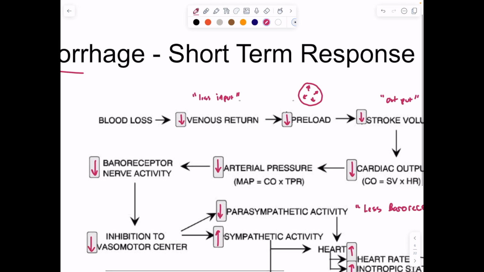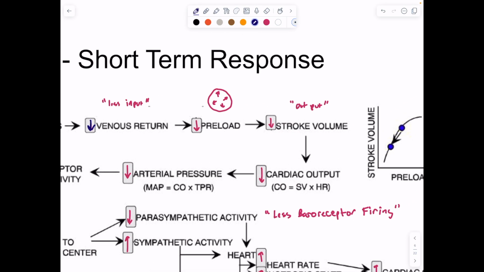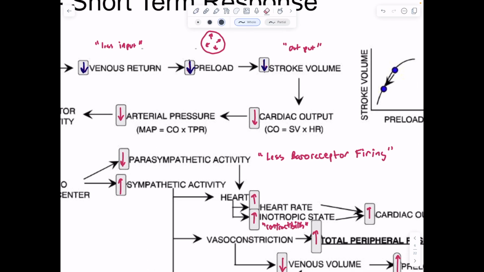All right, so very conceptually, if you are losing blood, there's going to be less input to the heart, right? So the venous return is going to go down. Preload is the stretch on our right atria at the end of diastole, right before systole contraction. So preload is going to go down because you just have less blood in your atria. The stroke volume is going to decrease because you have less blood, less preload in the ventricles. Then as a result, your cardiac output is going to decrease.